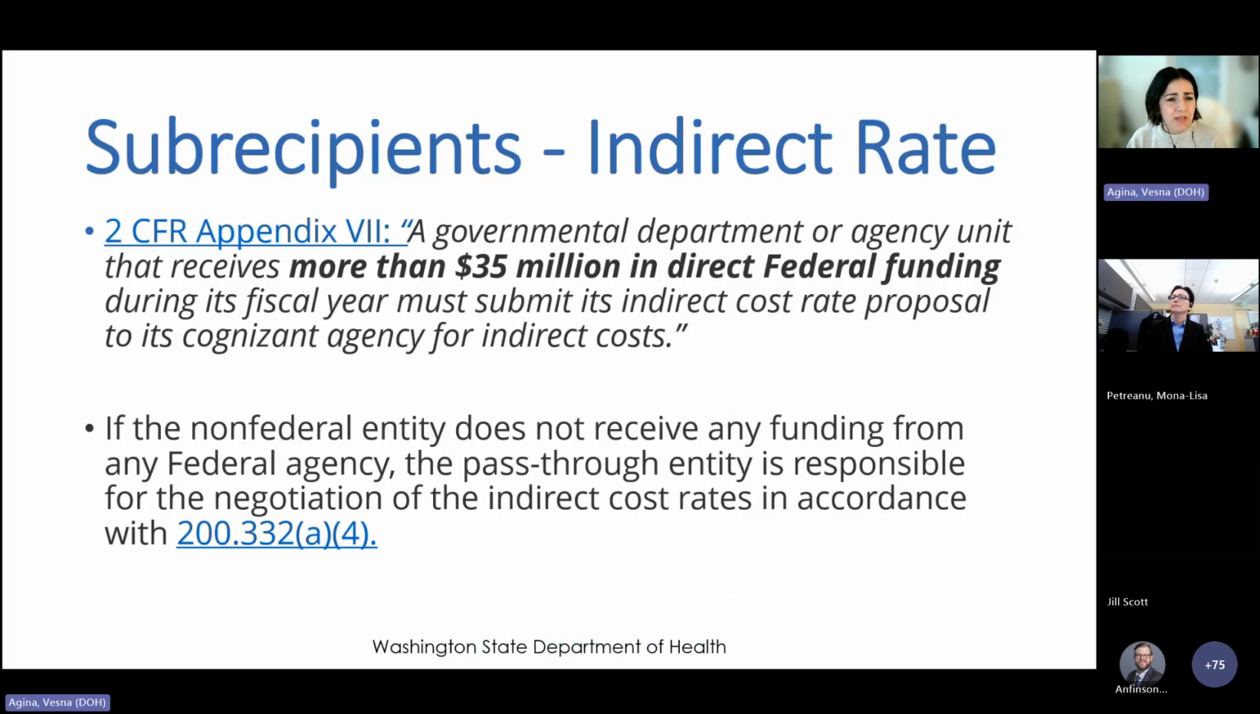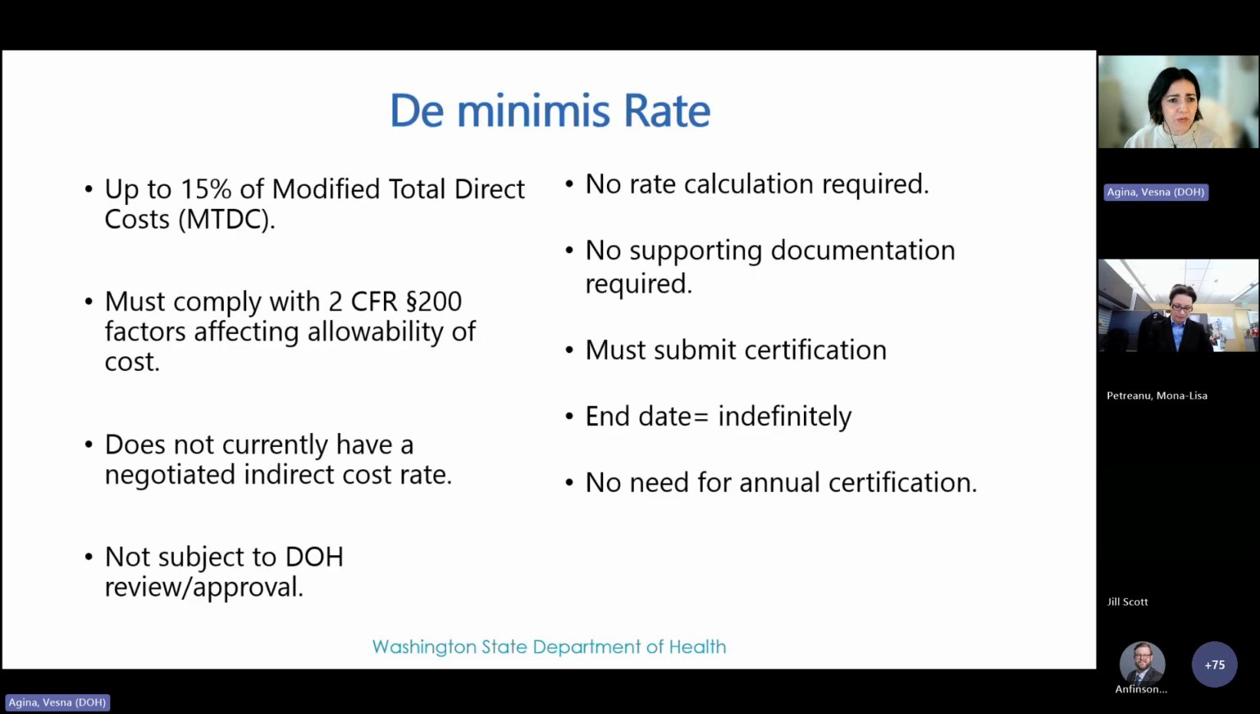So this is just a slide regarding the cognizant agency. I talked about the threshold. If you're receiving more than 35 million in direct federal funding, then most likely you will have a federal cognizant agency that's assigned to you, who will then be reviewing and approving your indirect rate.